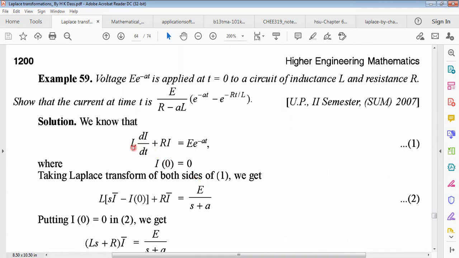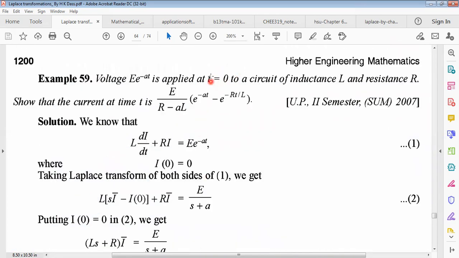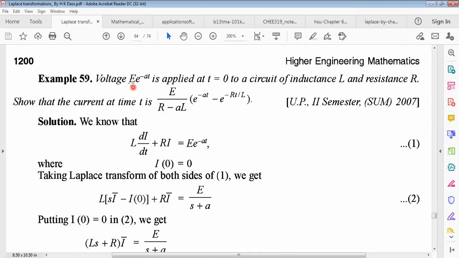So electric inductance L di/dt plus R i equals E e to the power minus at, because total applied voltage will be this, where i(0) equals 0. Electric current at time t equals 0 equals what? 0. When t equals 0, there is no current. So total voltage will be then this.